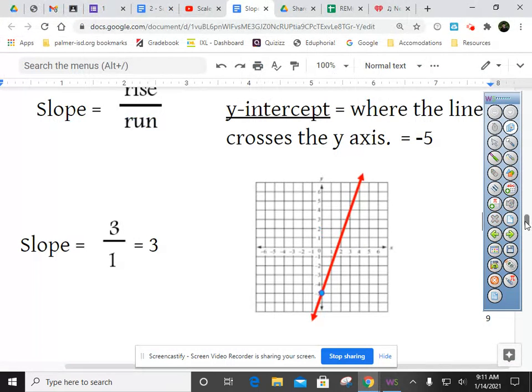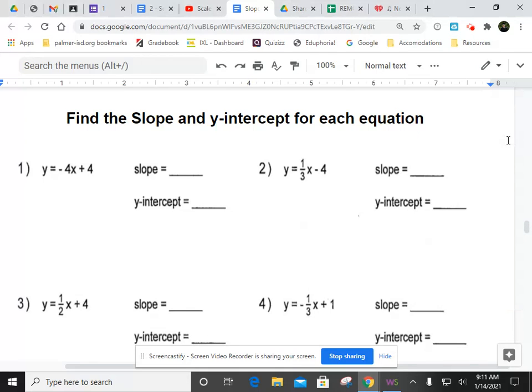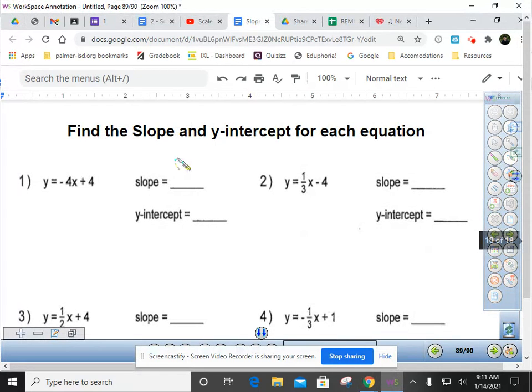Now that we got the rulers out, turn around. Now we're going to find the slope and y-intercept for each equation. This doesn't get much easier than this right here. So I'll do number one for you. Number one, the slope is -4 and the y-intercept is 4. You see what I did there? Oh, okay, I see now.